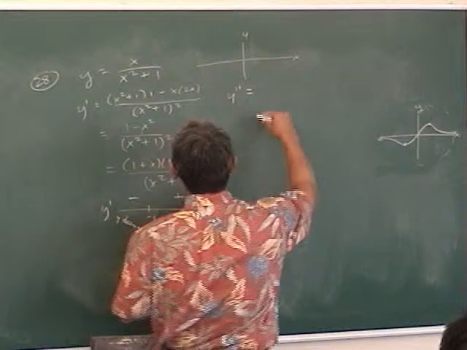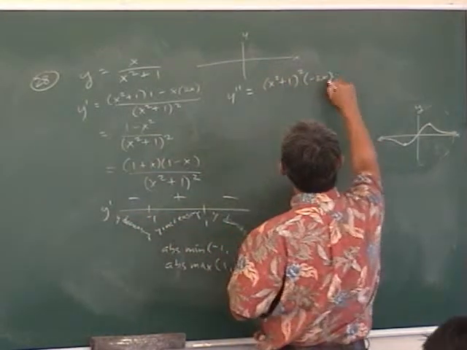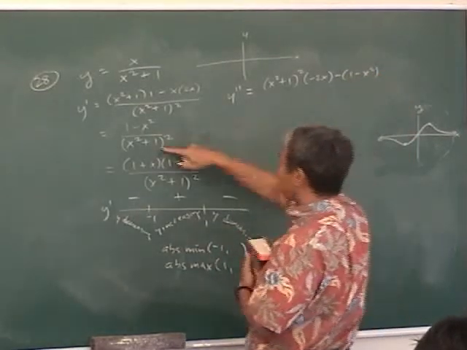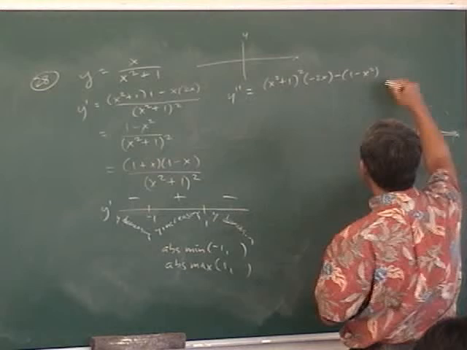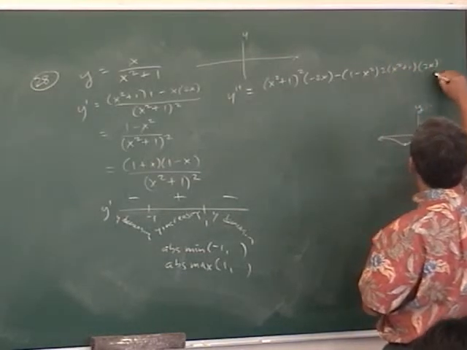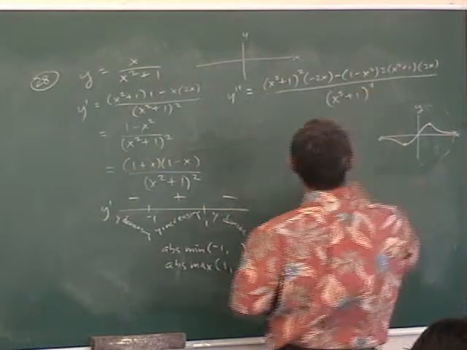So low d high, minus high d low. I see box squared. How do I take the derivative of box squared? 2 box to the first times the derivative of box. All over denominator squared we go.